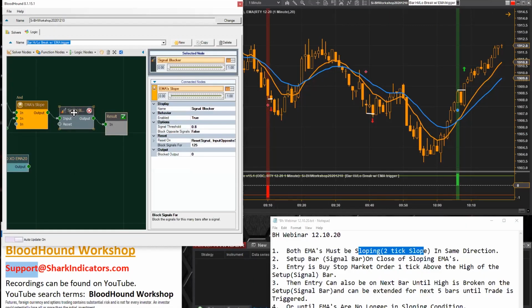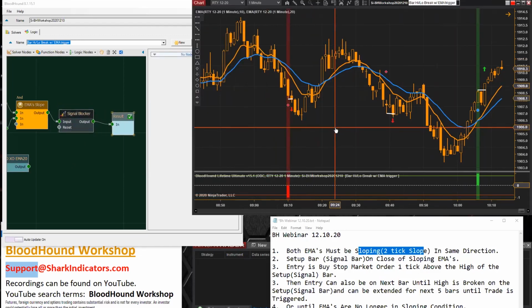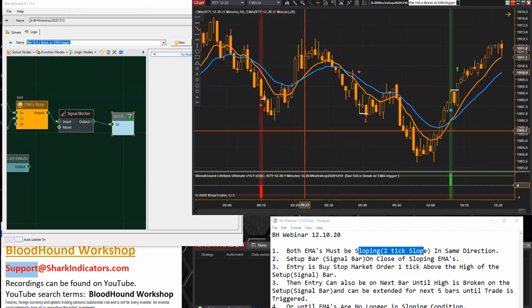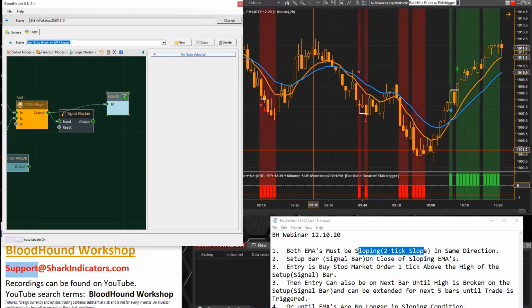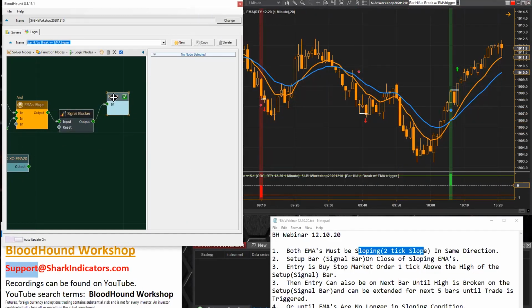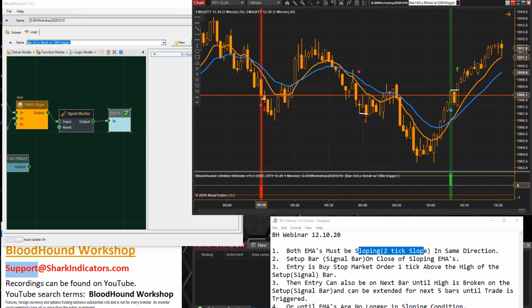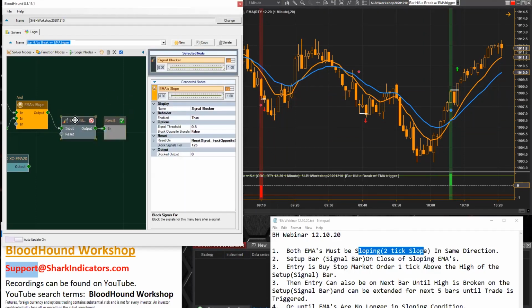All right, so we have a signal blocker that's cleaning things up for us. Remember previously, it looked like this, and now it's nice and cleaned up. So now all we see are the setup bars. All we see is the signal for the setup bar. Now, what we also need to do is reset our signal blocker.